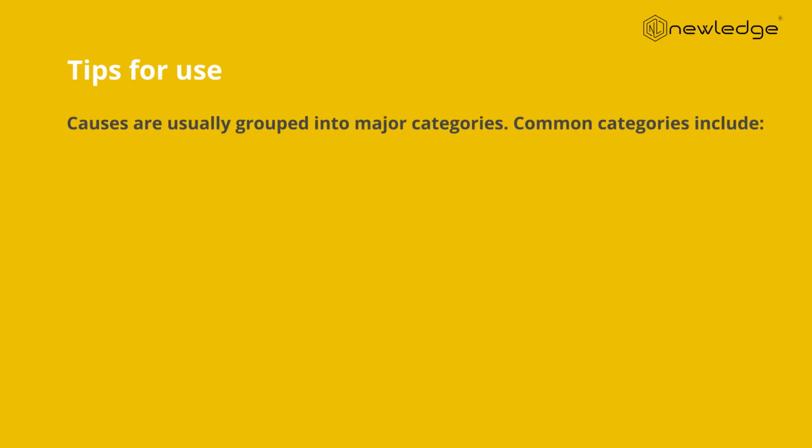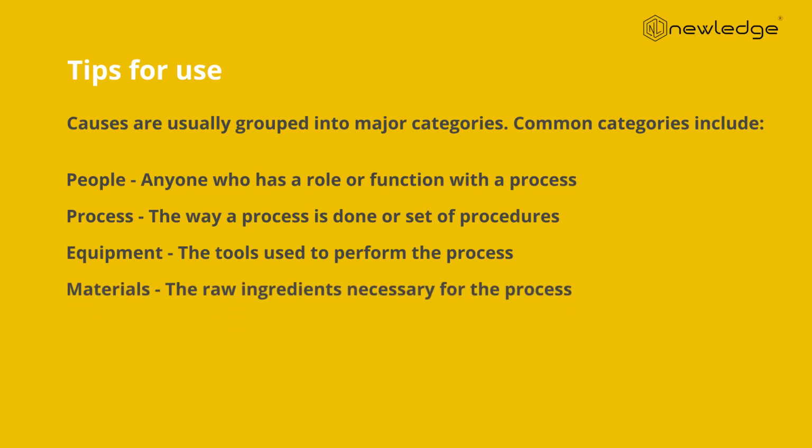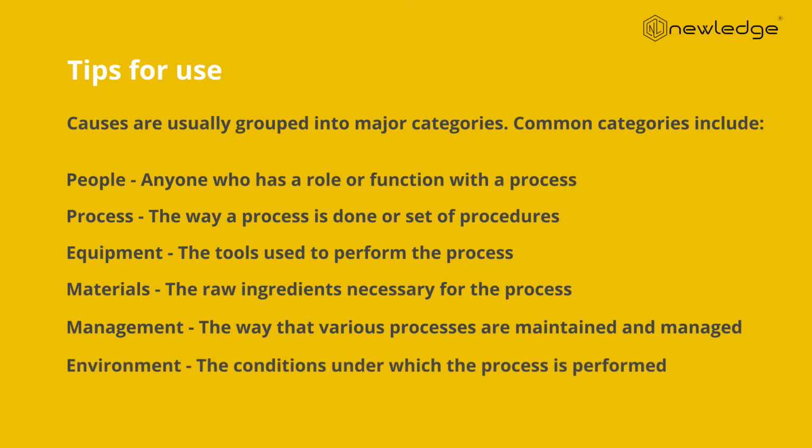Causes are usually grouped into major categories. The common categories include people. This is anybody who has a role or a function with a process. In about 2 minutes, I'm going to use SimTech as an example, so this will make more sense. The process itself, the way the process or method is done, or a set of procedures. The equipment, the tools used to perform that process. Materials, the raw ingredients necessary for the process. Management, the way that various processes are maintained and managed. And the environment, or the location, situation and context under which the process is performed.